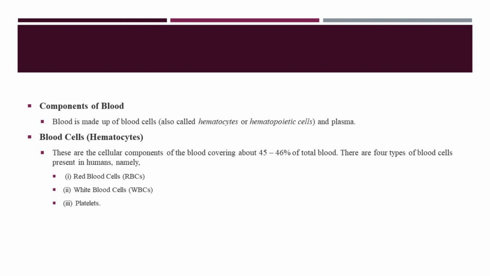Components of blood. Blood is made up of blood cells, also called hematocytes or hematopoietic cells, and plasma. Blood cells, hematocytes: these are the cellular components of the blood, covering about 45 to 46% of total blood. There are 4 types of blood cells present in humans, namely, 1. Red blood cells, RBCs, 2. White blood cells, WBCs, and 3. Platelets.